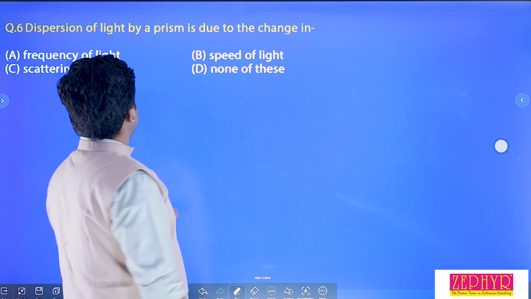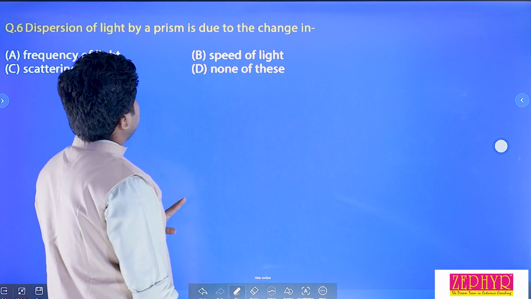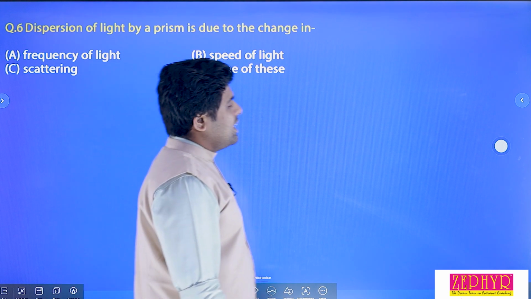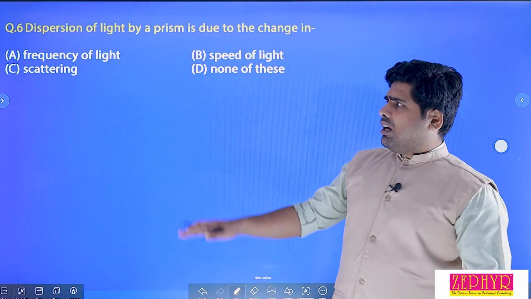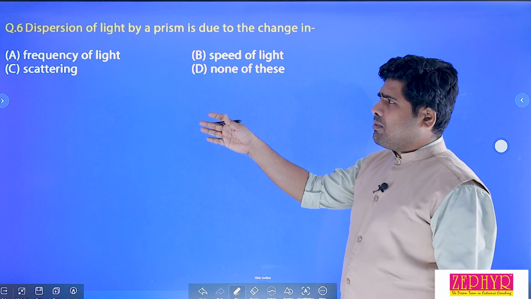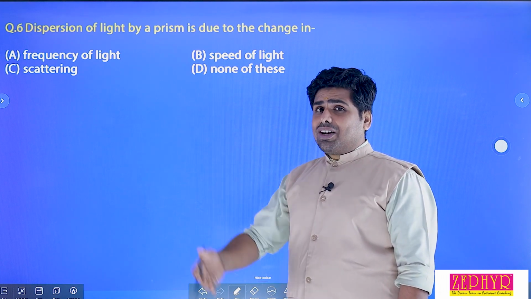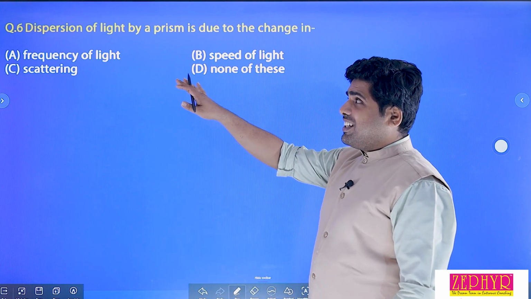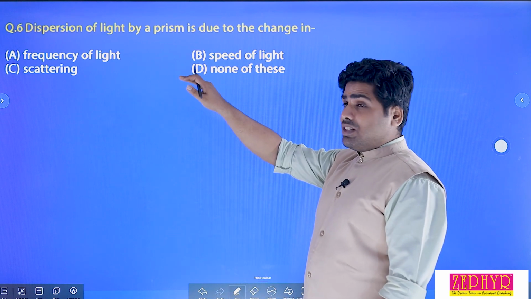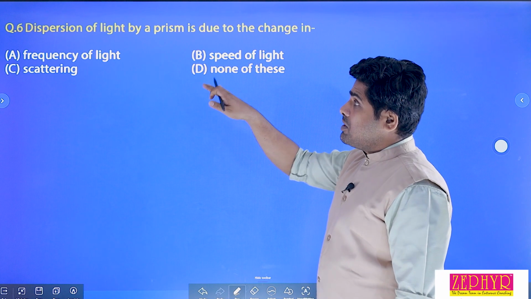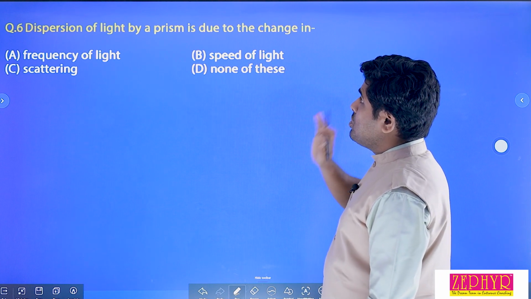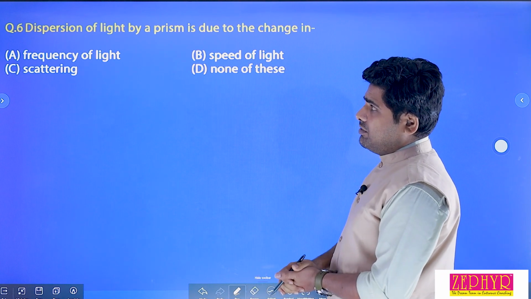Question number 6. Dispersion of light by a prism is due to the change in. It is related to the phenomenon of dispersion. We observe this phenomenon by using our human eye, therefore this phenomenon is included in this chapter. So, dispersion of light by a prism is due to the change in.